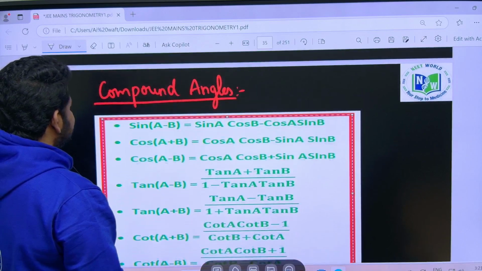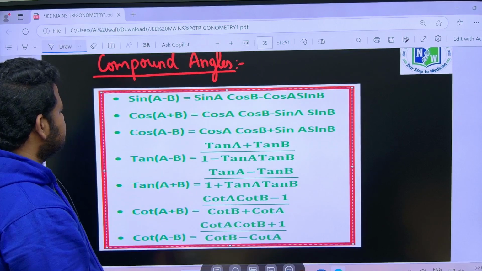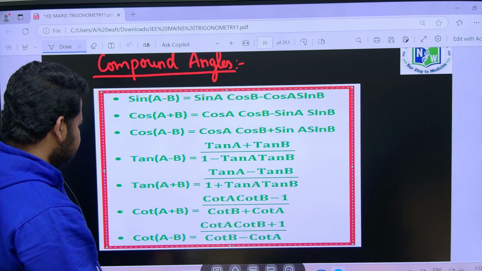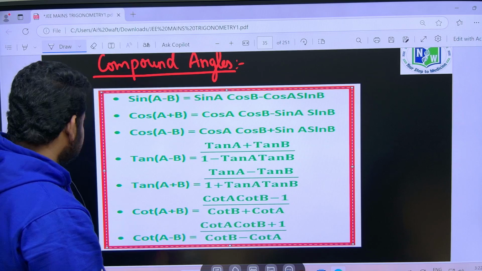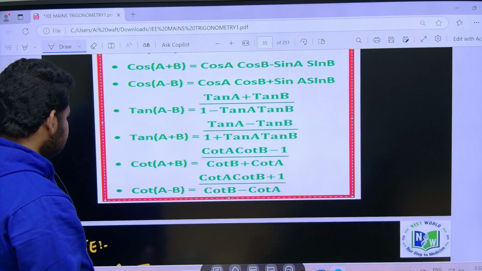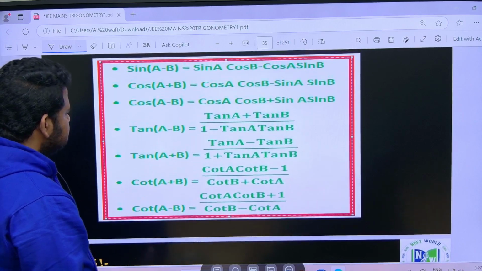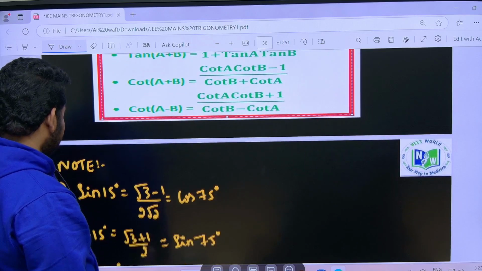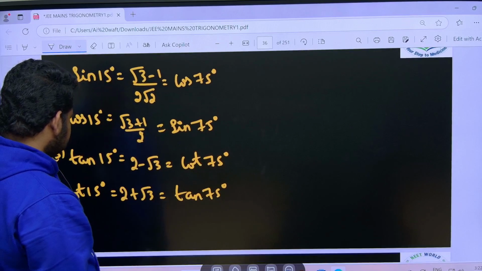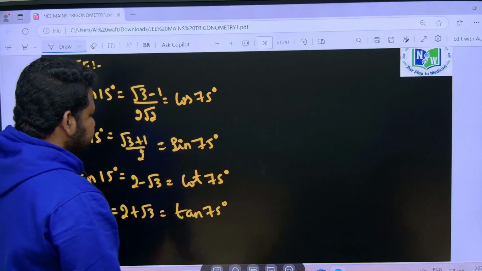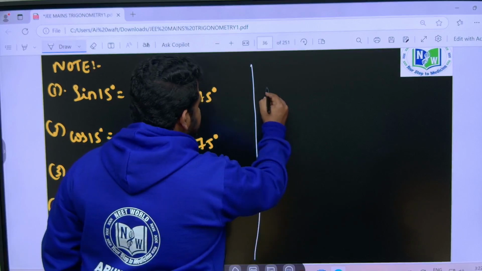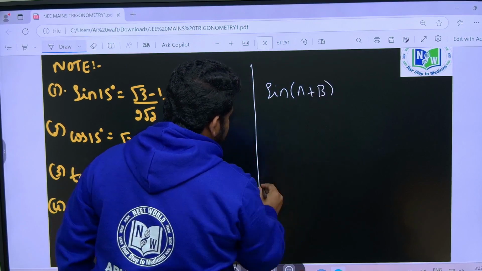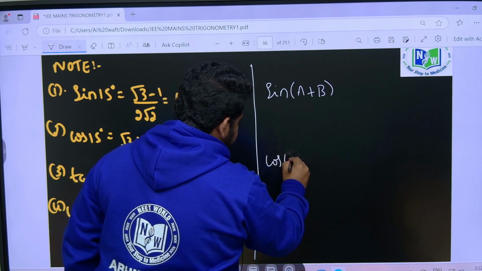So, compound angles. Sin of a plus b, sin of a minus b, cos of a plus b, cos of a minus b, tan of a plus b, tan of a minus b, cot of a plus b, cot of a minus b, all these things. How to remember these, I'll tell you. Let me take some space here: sin of a plus b, and here cos of a plus b.